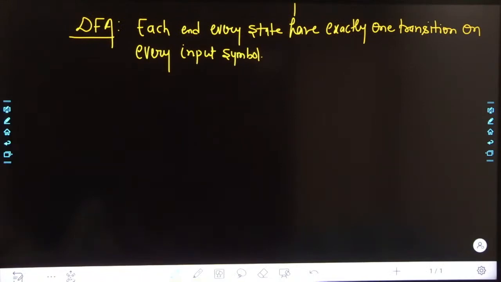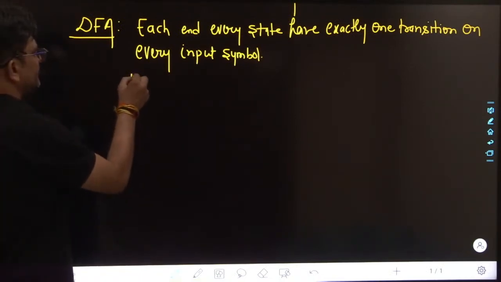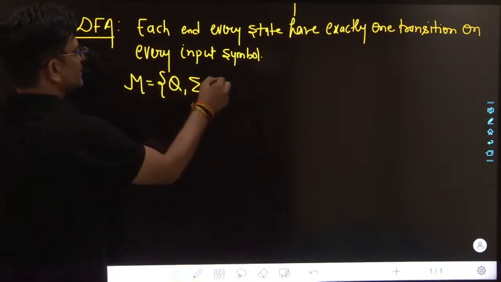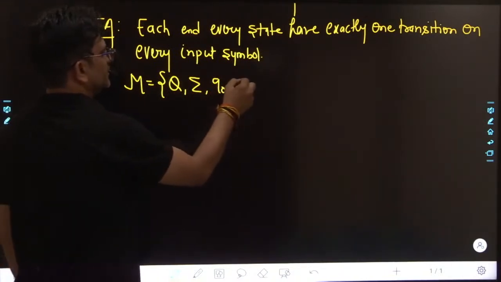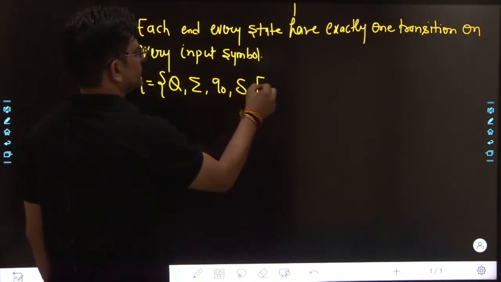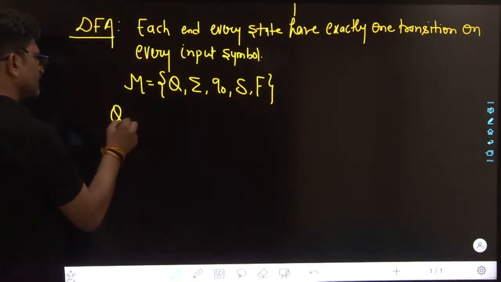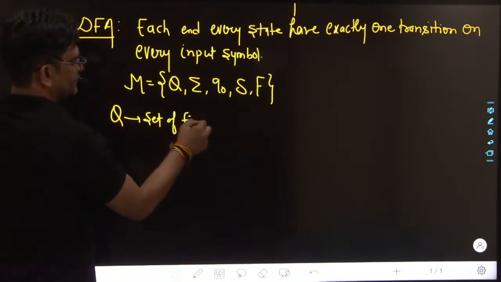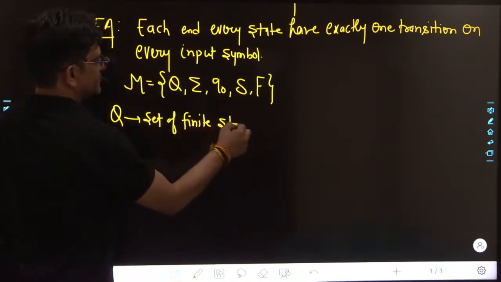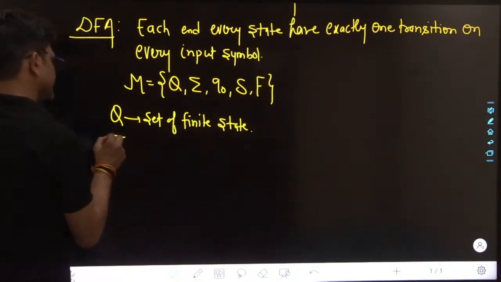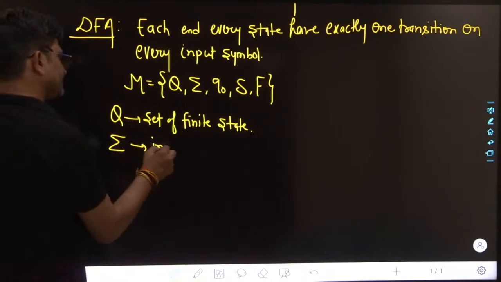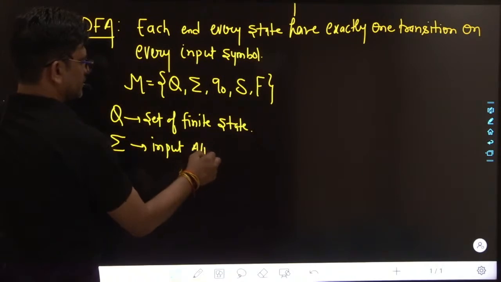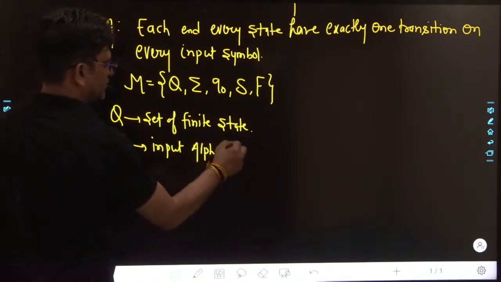Mathematically it is defined by a 5-tuple. M is defined by the 5-tuple: capital Q, sigma, q naught, delta, F. So what is Q? Set of finite states. Sigma, input alphabet.